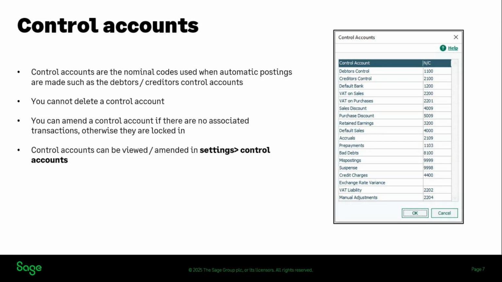Now, what you see in front of you on the right-hand side, these are pretty much the defaults from debtors control account down to manual adjustments. You can have different nominal structures if you set them up differently. There's no hard and fast rule behind that. These are your accounts. It's up to you how you want them to look.